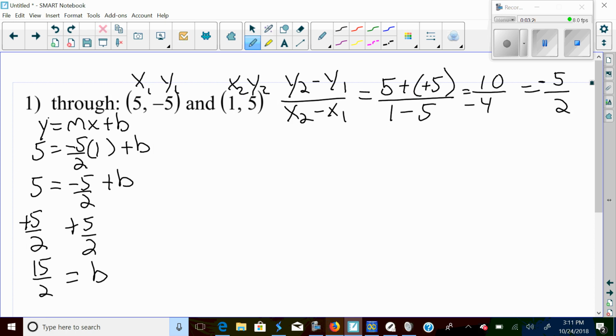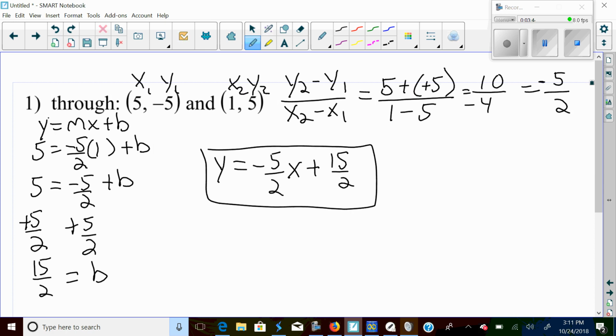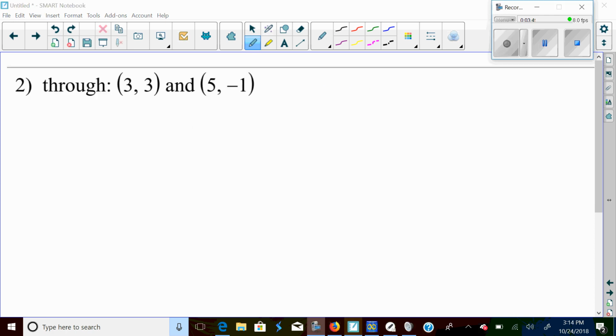All right, now I'm going to go ahead and write that back into my y equals mx plus b. That's going to leave me with y is equal to my slope, -5/2, x plus my b, which is 15/2. And then that'll be my answer. All right. Now, take a look at number 2 here and see if you can solve for this and write it in slope-intercept form.